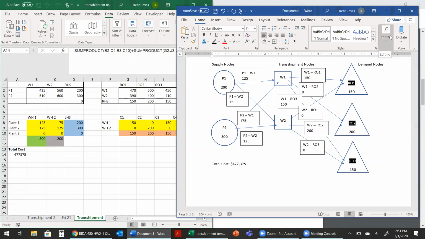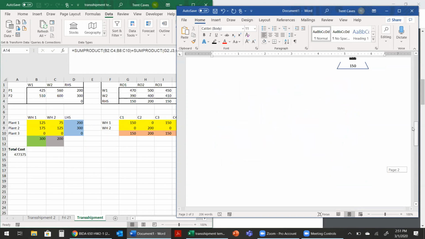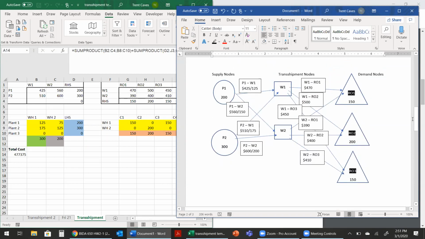Was that chart pulled? I came in a little bit late. Was that chart pulled or you created that chart? We created this chart. Okay.